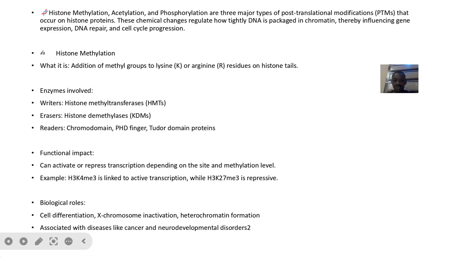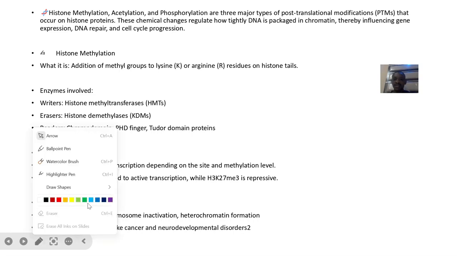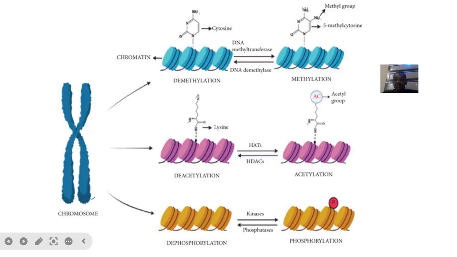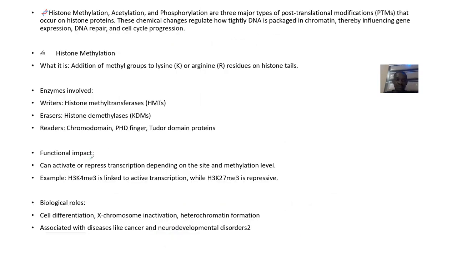First of all, you should know that there are three major types of post-translational modification. That's after the histone is made. These ones come in to reshape and rearrange everything: methylation, acetylation, phosphorylation. They occur on histone proteins.